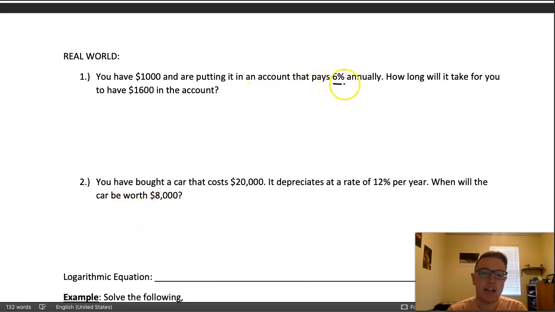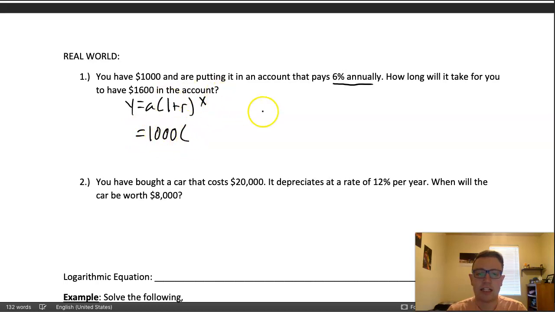So what do we have? We have exponential growth with no compounding. That means we're going to use the form y is equal to a times (1 plus r) to the x. Our initial value is 1,000. Our rate is 6%, so this will be 1.06 raised to the x. And we're looking for the time when this is equal to 1,600.